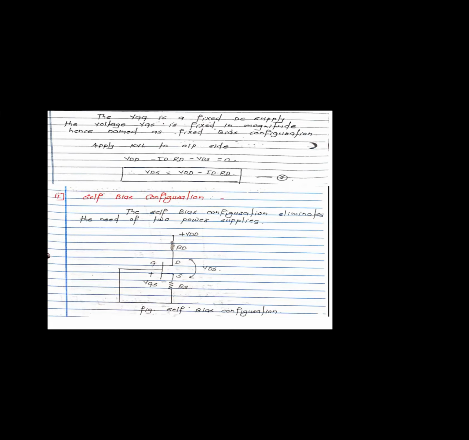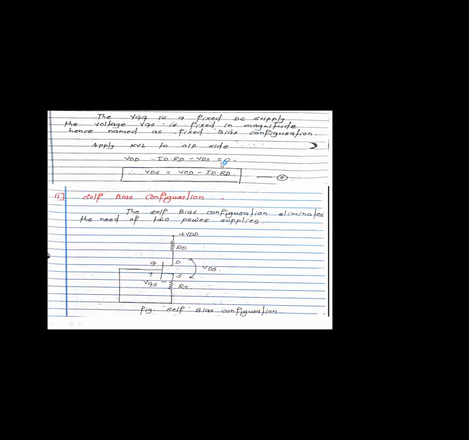The fixed DC supply voltage is applied across the device. So we know that there is one equation applied across here: plus VDD minus ID into RD minus VDS, which is equal to 0. So VDS should go on the other side, so that VDS equals VDD minus ID into RD. This is the equation coming across here.